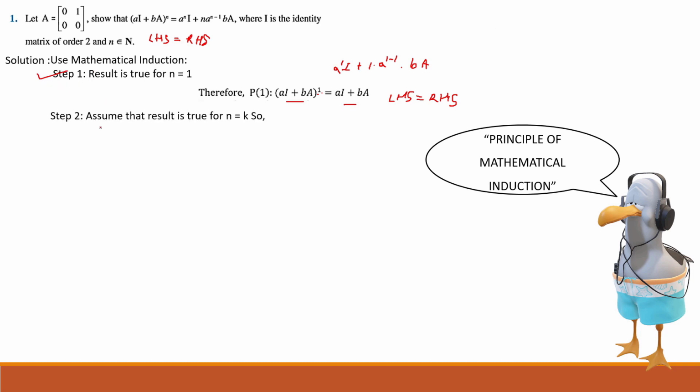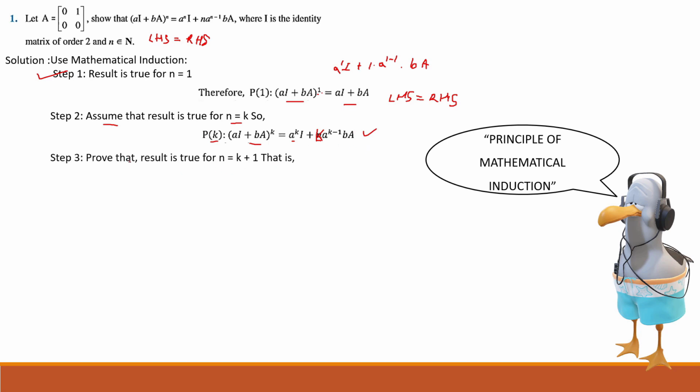Now in the second step, we assume that when the result is true for n equals 1, the result is also true for n equals k. We'll simply substitute n equals k. So P(k) will be (aI + bA)^k is equal to a^k I + k a^(k-1) bA. Now we don't have to do anything with this, we keep it as it is.